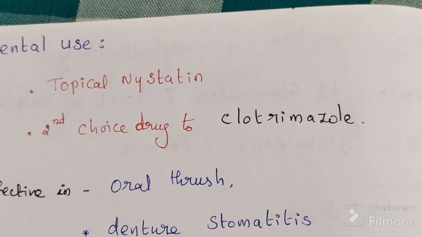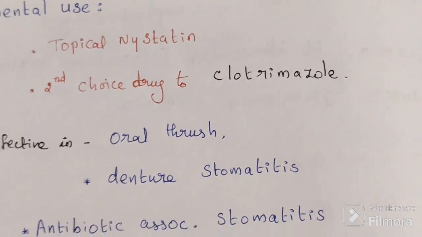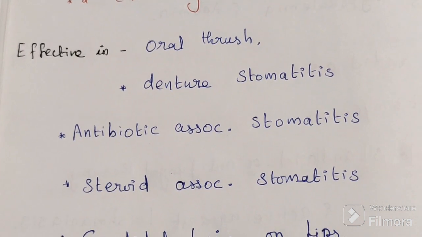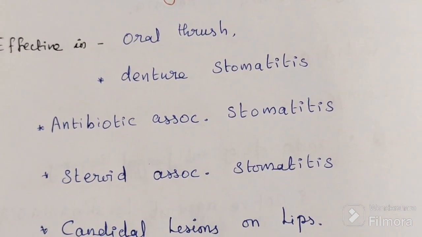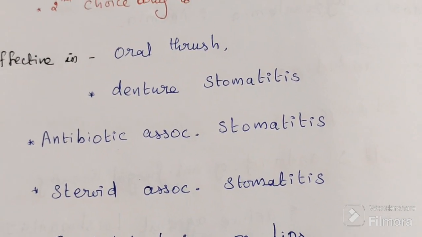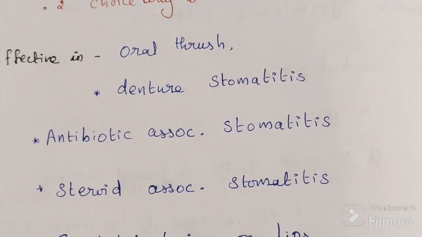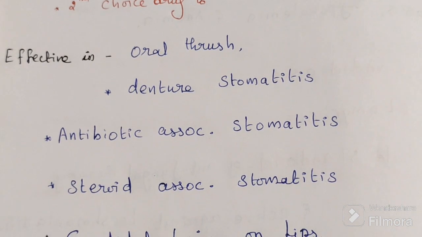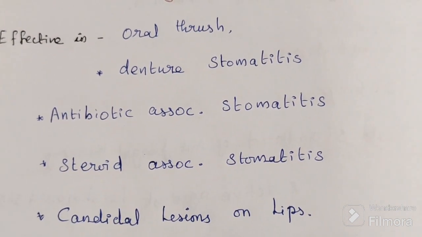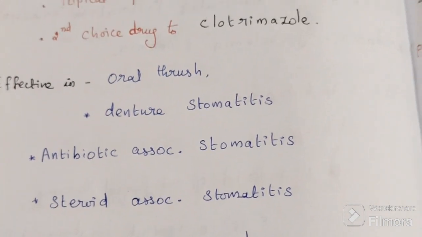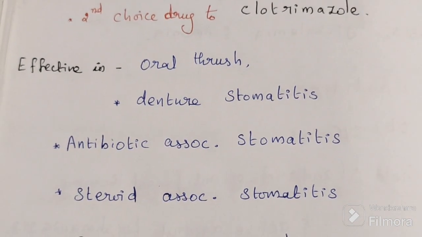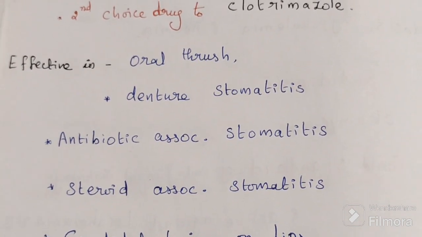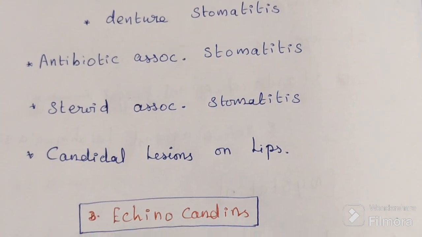The second choice of drugs is clotrimazole. This nystatin can be used effectively in oral thrush, tender stomatitis, antibiotic associated stomatitis, steroid associated stomatitis, and candida lesion on lips.